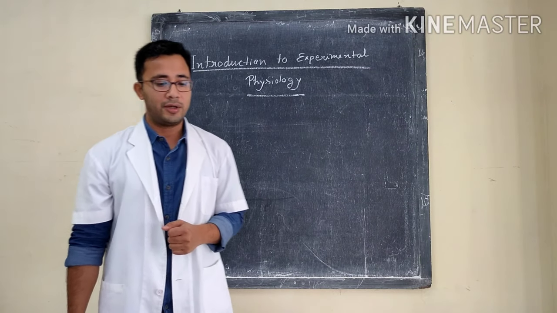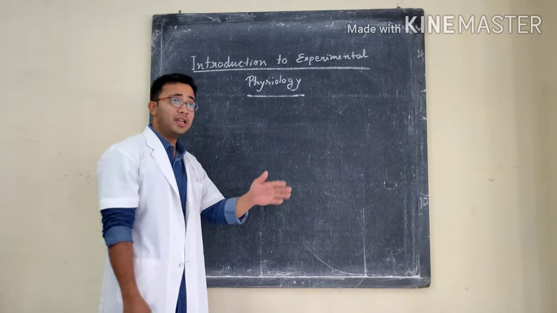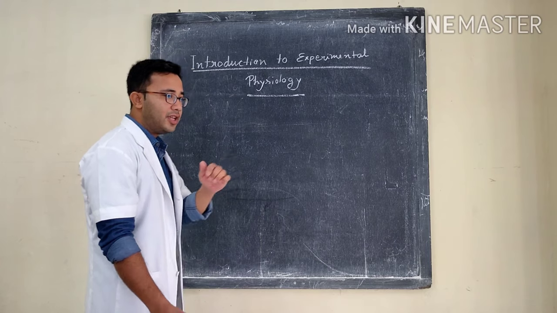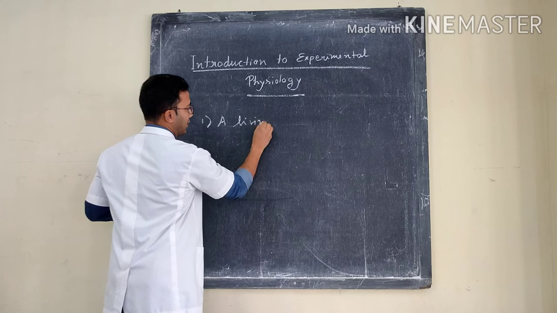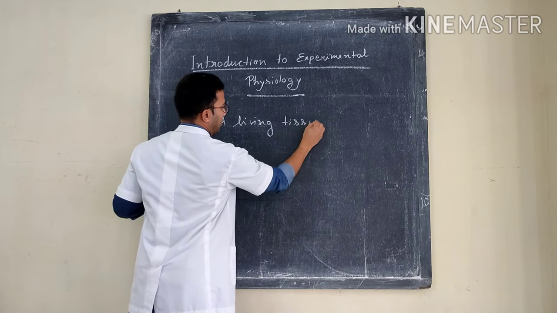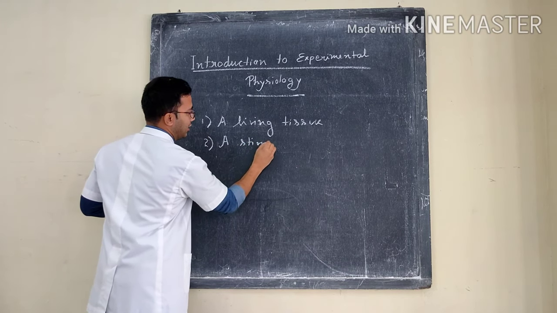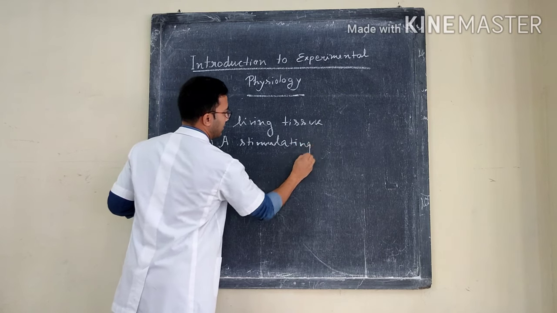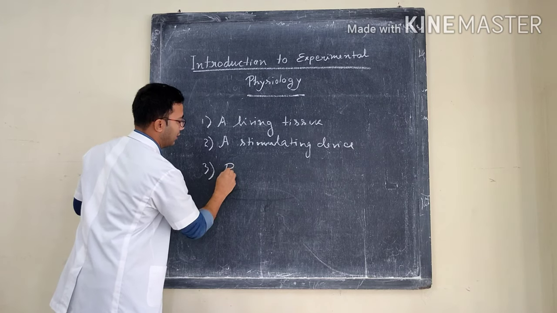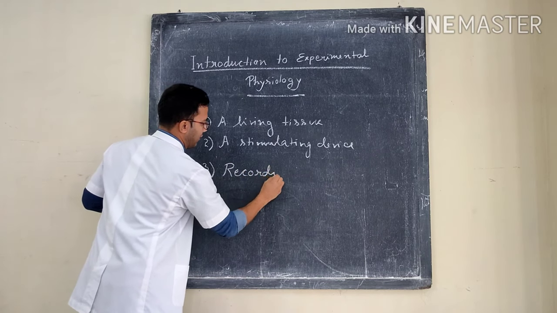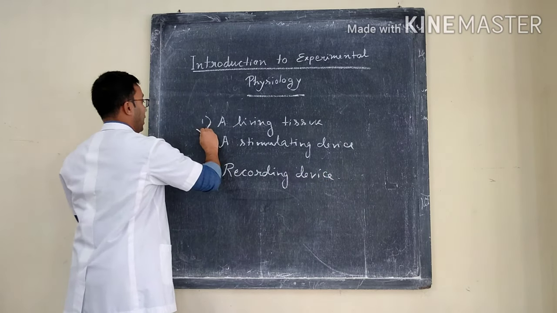So in experimental physiology, in order to study the response of a living tissue to a stimulus in the laboratory, three basic things are required. The first one is a living tissue. The second one is a stimulating device, and the third one is the recording device. So I will discuss one by one. So first thing, a living tissue.